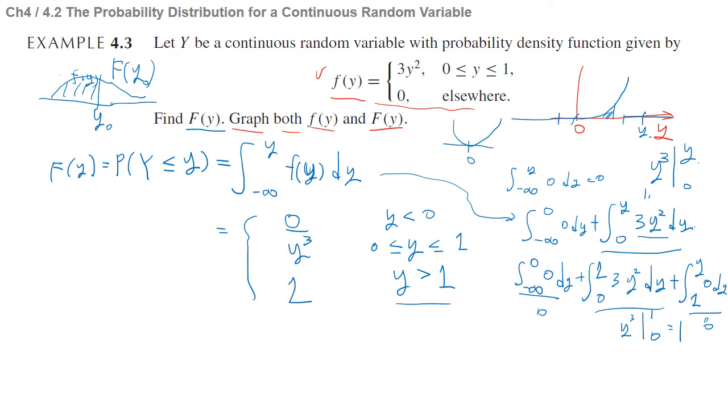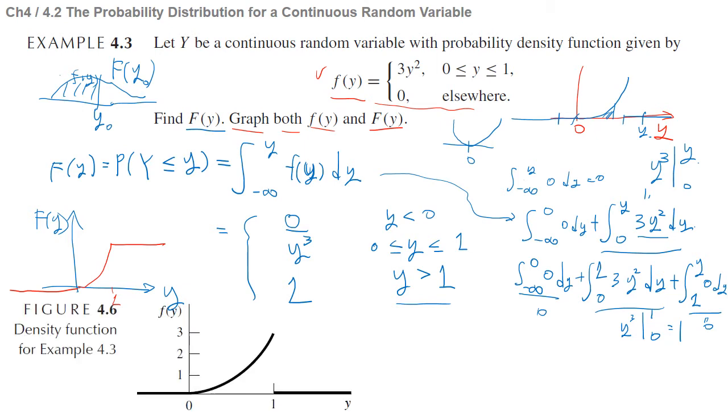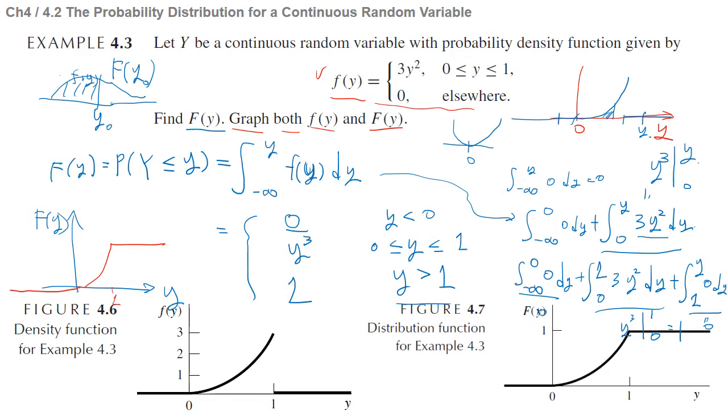And you can graph this. Here is y, and here's fy, and if y is less than 0, it is 0. I will change the color to red again, so 0. And for 0 to 1, it's y cubed. And for y greater than 1, it's 1. So this is the graph of fy, the distribution function of y. So this is the density function, and this is the distribution function. Okay.